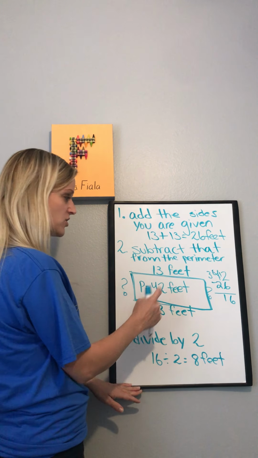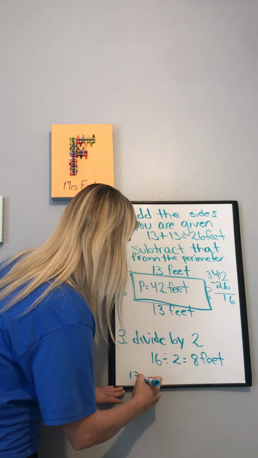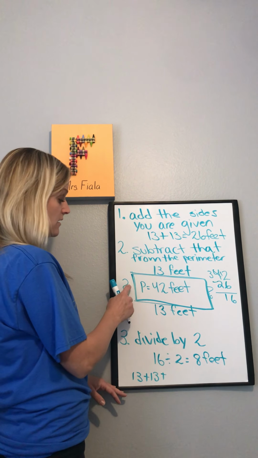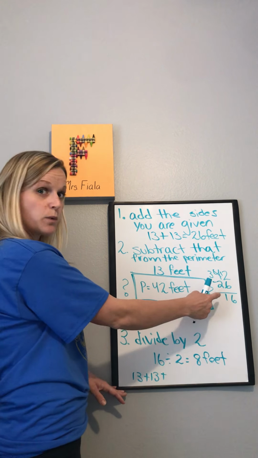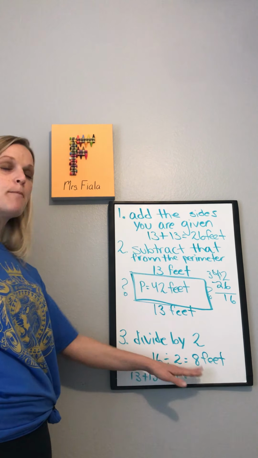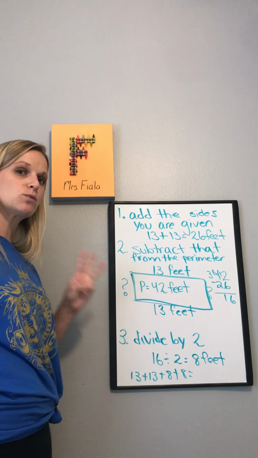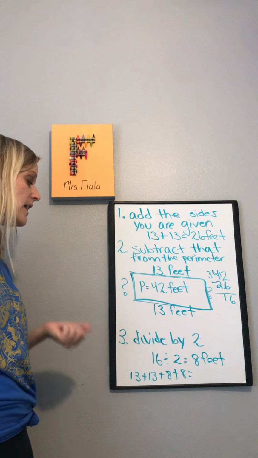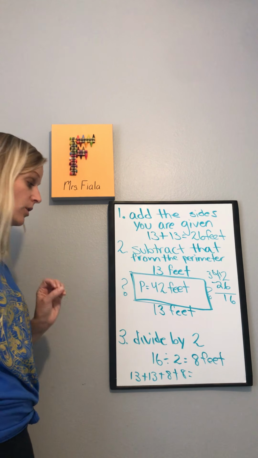I'm going to add 13 plus 13 plus, I said my missing side length is 8. So if this side length is 8, this width is 8. So 8 plus 8. When I add up all of my sides, length plus width, I should get an answer of 42. That's what they're telling me the perimeter is.